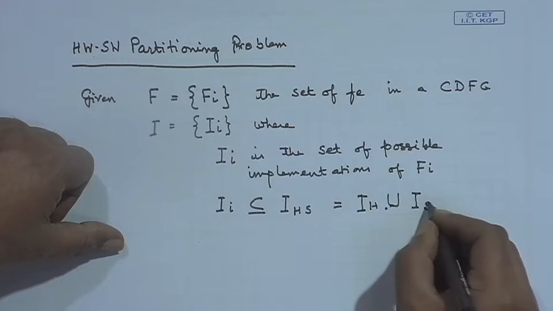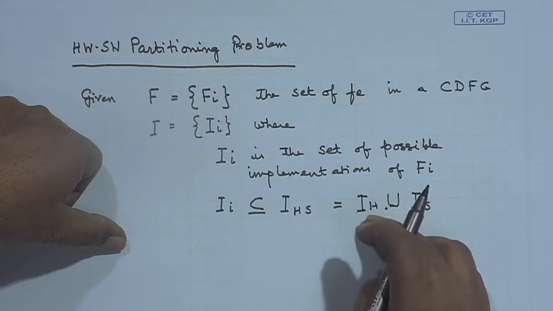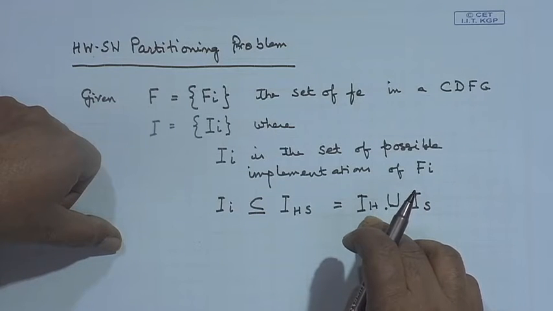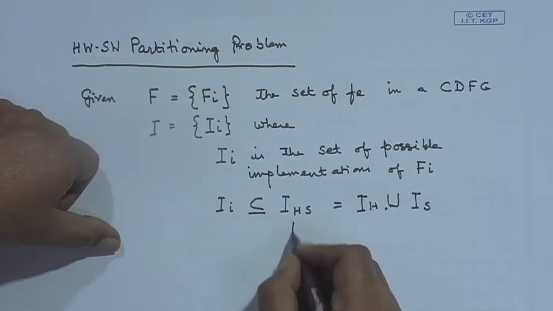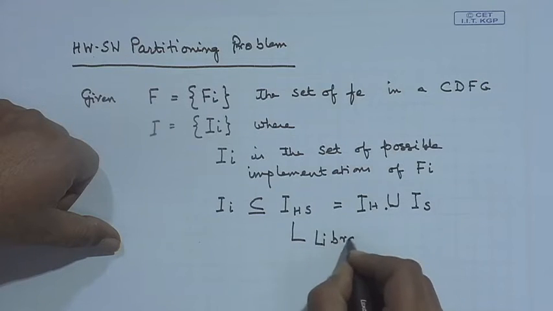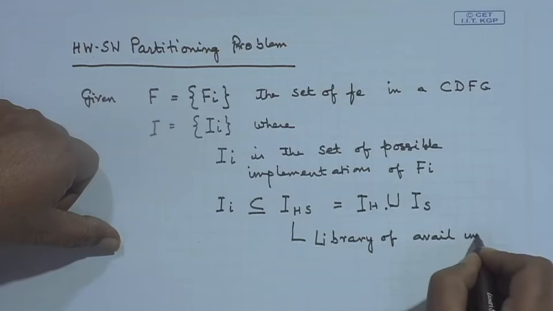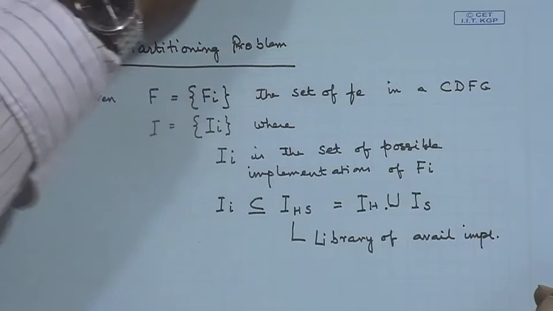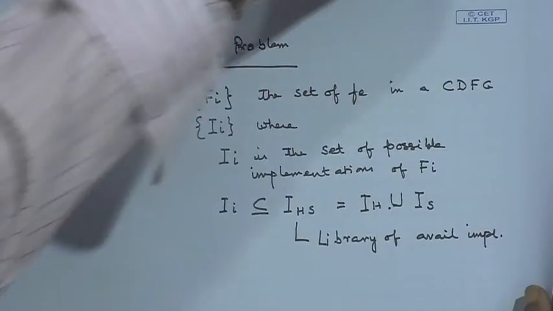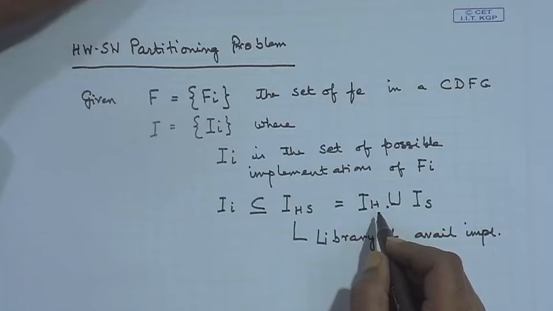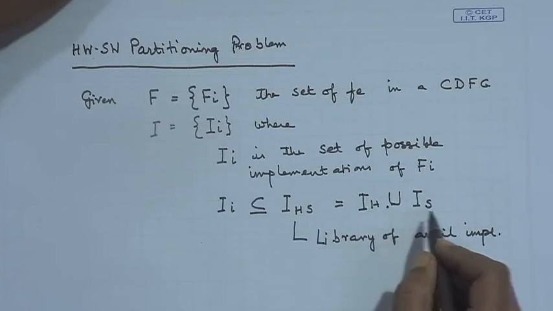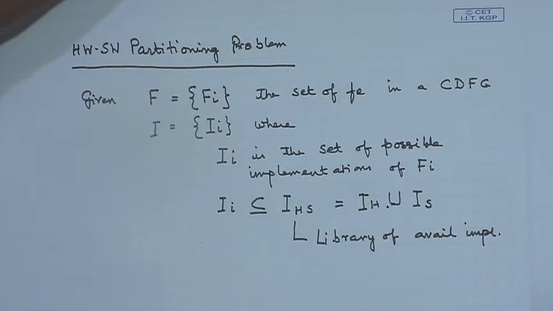Now, whenever I take a hardware implementation, I have to look at whether this hardware implementation requires some additional software and vice versa for the software. All right. I_HS is the library of available implementations. Given this definition, is the definition clear? I_H is the set of all hardware implementations and I_S is the set of all software implementations.